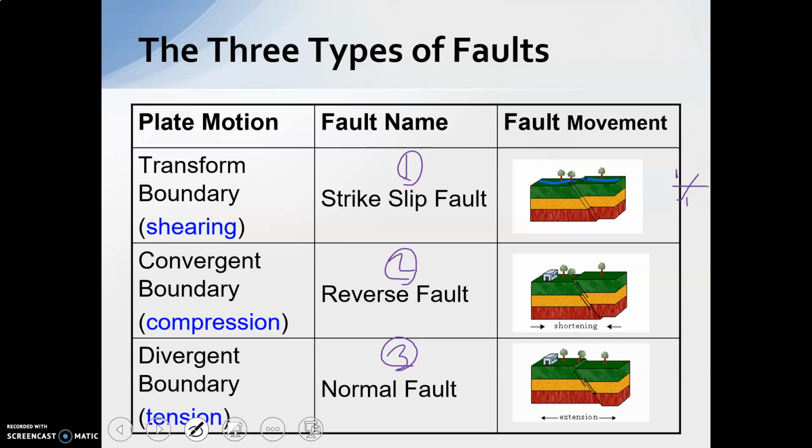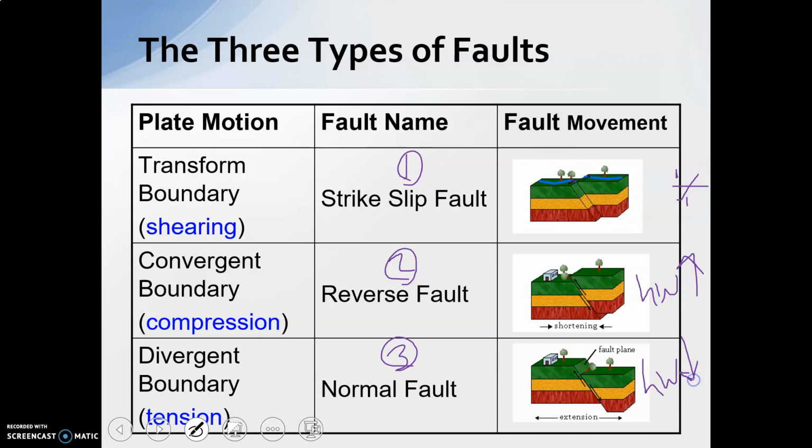The second type is a convergent compression-based plate motion, and that plate motion is going to create a reverse fault. If you notice, the hanging wall is moving up in relation to the footwall, creating shortening. It's going together. It's forcing it together. The third type of fault is a normal fault, which occurs at a divergent boundary, and the hanging wall is sliding down in relationship to the footwall, creating an extension or stretching it out. And that's tension-based.